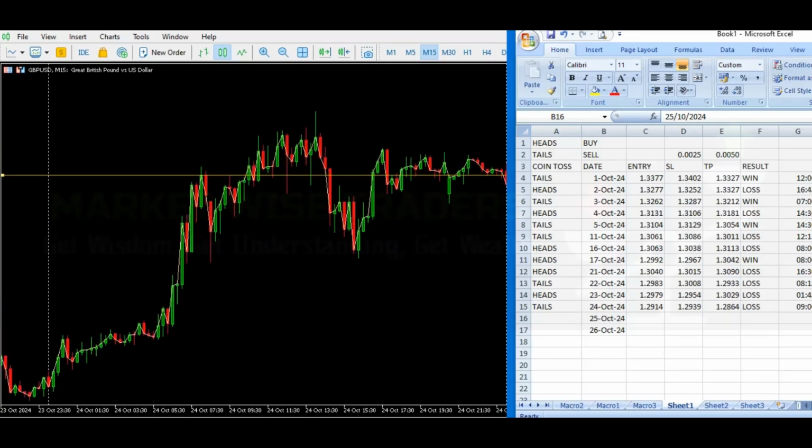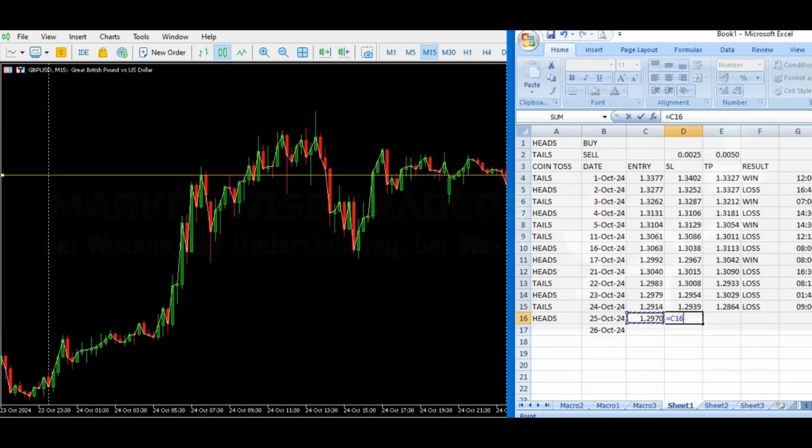Okay, now the 25th of October. Let's toss the coin, and that is heads. It says buy, right? And we're buying. What is the price? Price is 129.70. Okay, 129.70.